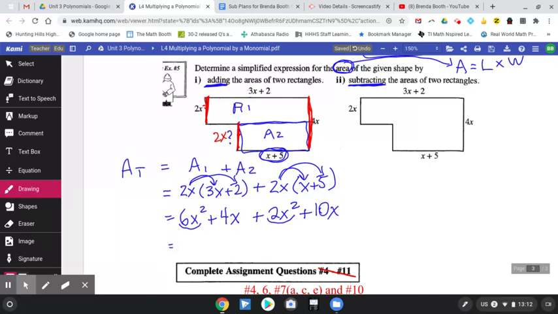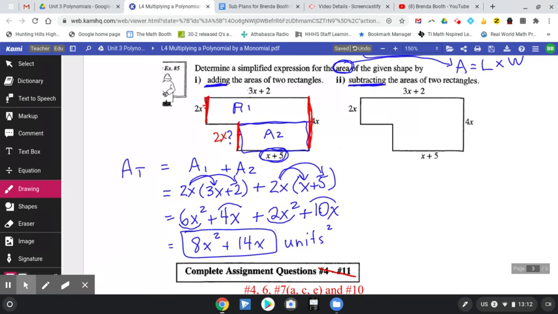We'll put our x squareds first, 8x squared. Then we'll put our x's next, positive 14x. And remember to watch out for units. If there were units in this question, we would say units squared.